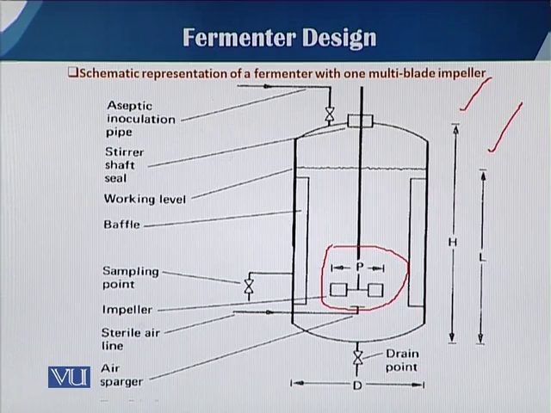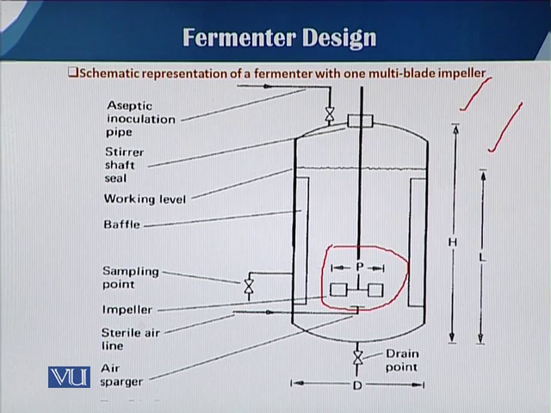You can see here a schematic representation of a fermenter with one impeller having multiple blades. Sometimes there is one impeller having 3 blades, 4 blades, or 6 blades. Just like a ceiling fan has 3 blades, and sometimes a pedestal fan has 4 blades, in the same way in fermenters, impellers have different numbers of blades depending upon the type of the impeller. We will study the different types of impellers in detail later on.